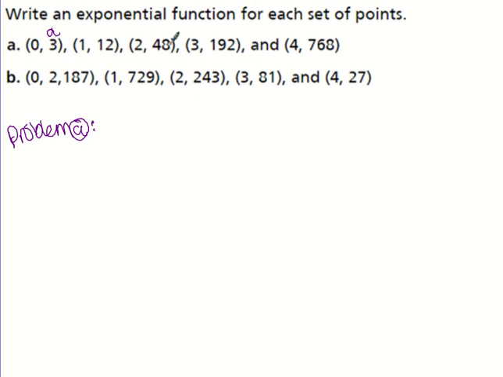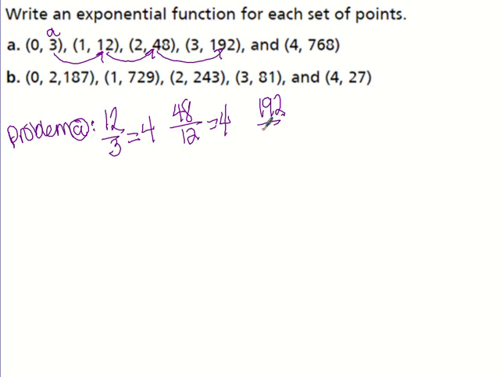Here are my consecutive y's. I only care about the y's. So the first one would be from here to here, and so it would be 12 divided by 3, which would get me 4. And then my next one goes here to here, so it's 48 divided by 12, and that actually gets me 4. And then I would do it again, 192 divided by 48. If we put it in a calculator, it will get me 4. And then here, 768 divided by 192, it will get me 4.